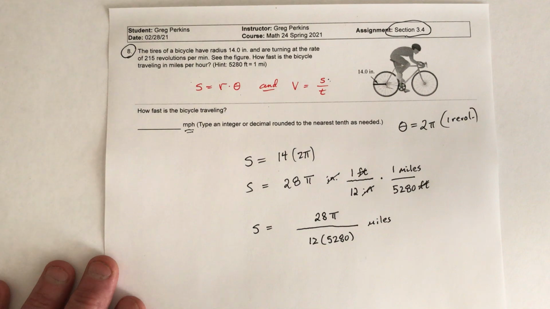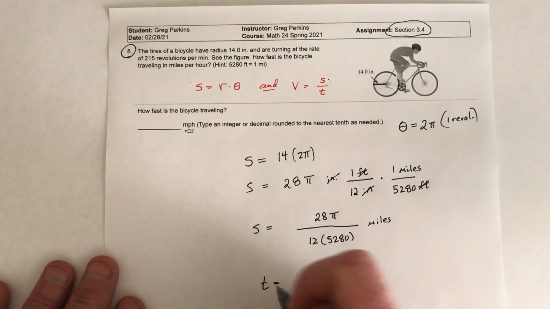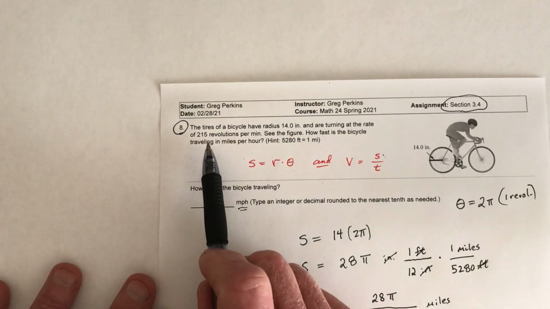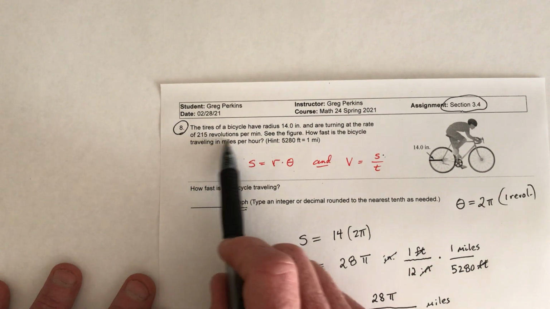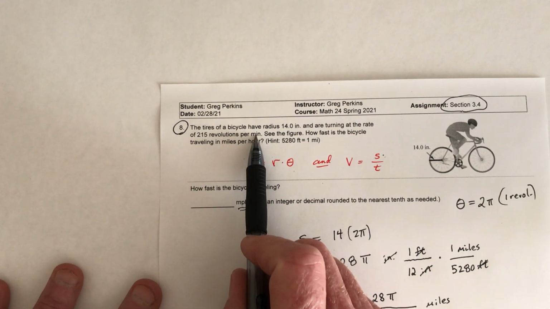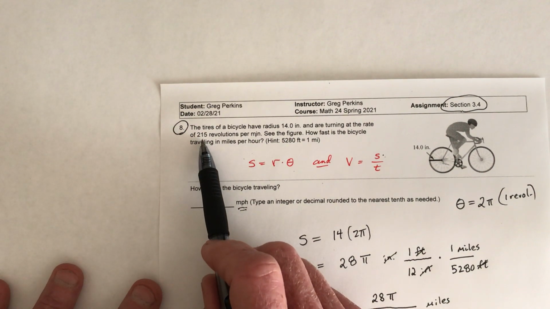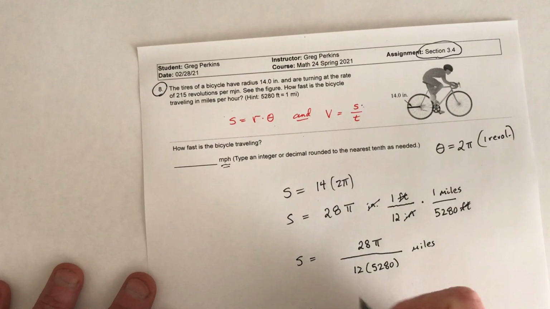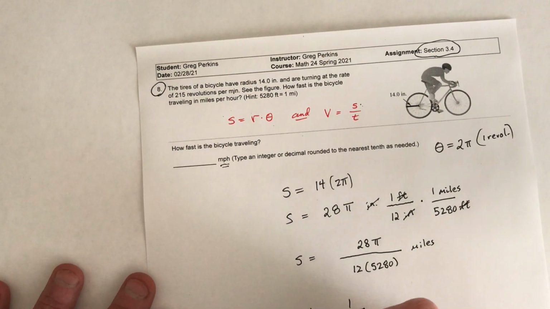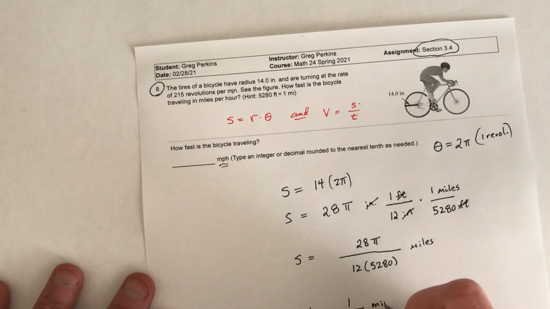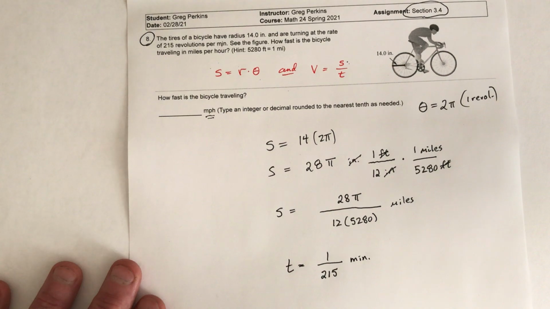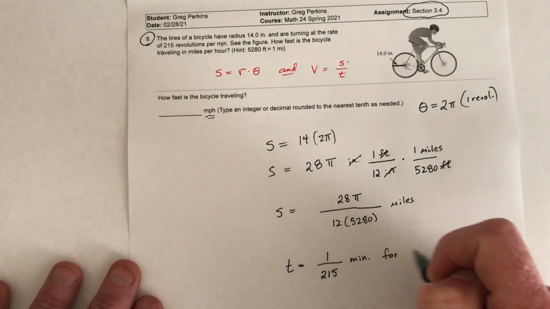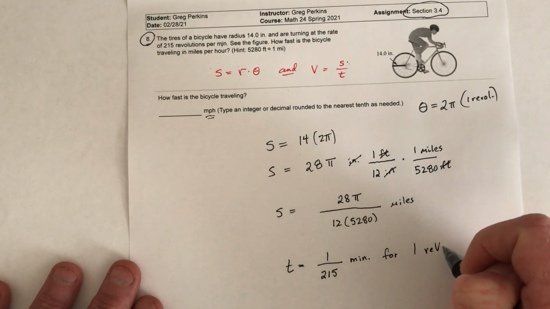Okay, now what about the time? Well, it makes 215 revolutions per minute. That means it takes 1 over 215 minutes in order to make a revolution. So 1 over 215, and then this is going to be just a fraction of a minute for the wheel to go around once. So this is for 1 revolution.